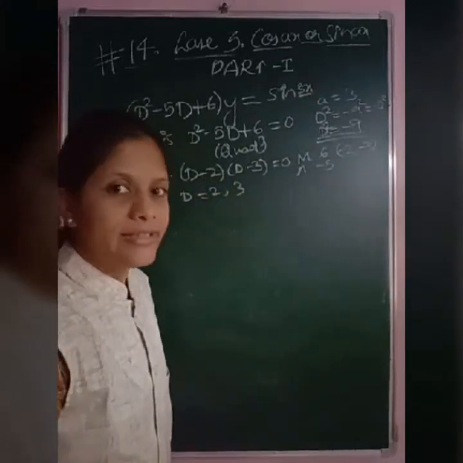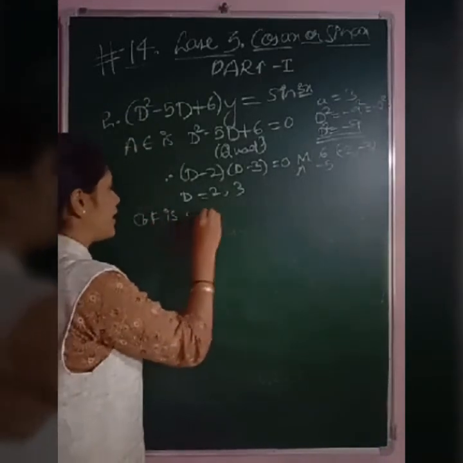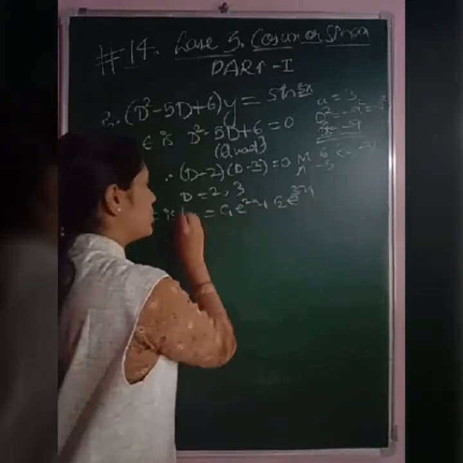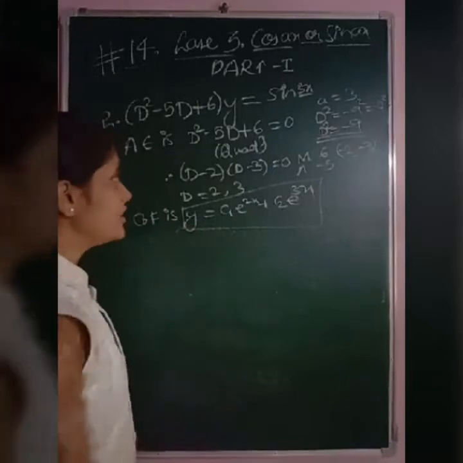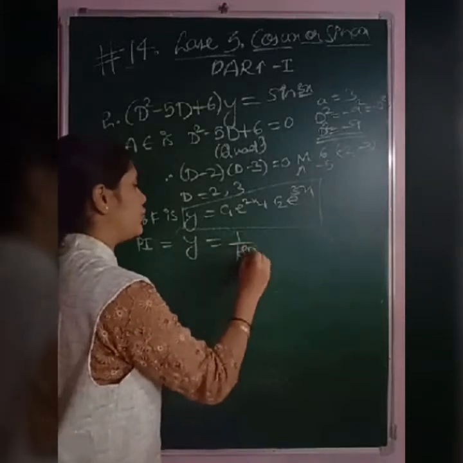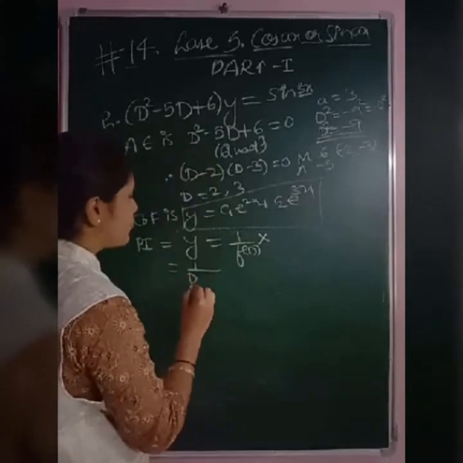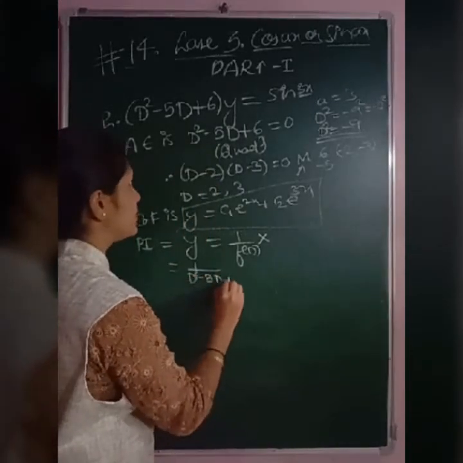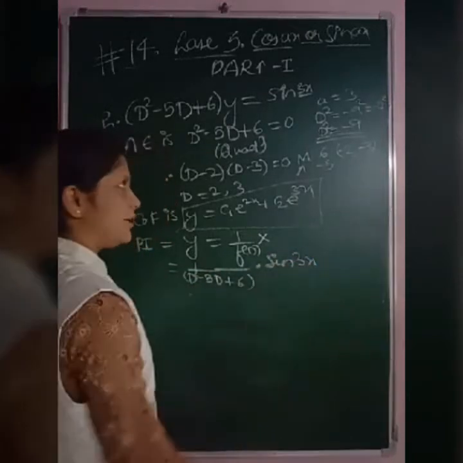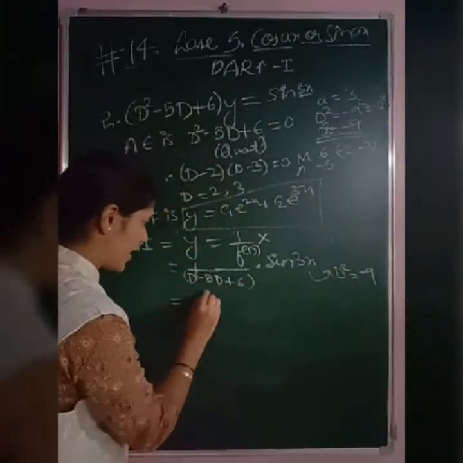So the roots are real and distinct. The complementary function is y equal to c1 e raised to 2x plus c2 e raised to 3x. This is our CF. Now let us find PI. PI by definition is y, that is 1 upon f of D times X. For this particular example, f of D is D square minus 5D plus 6, of sin 3x. Already we know here D square equal to minus 9. So what do I have to replace?